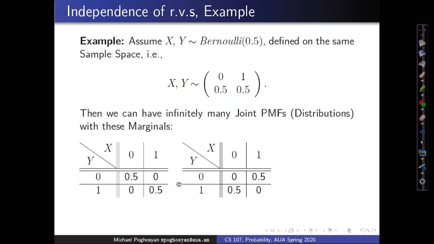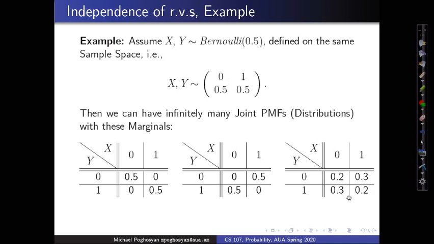So if we consider this one, I have switched the places of 0.5s and zeros. Again, if you calculate the marginal distributions, you will have the same Bernoulli 0.5 for x and y. And even more, if you consider this one, 0.2, 0.3 here, we have 0.5, 0.5 here, 0.5 here, and 0.5 here. So the marginals of this are, again, Bernoulli 0.5 random variables.